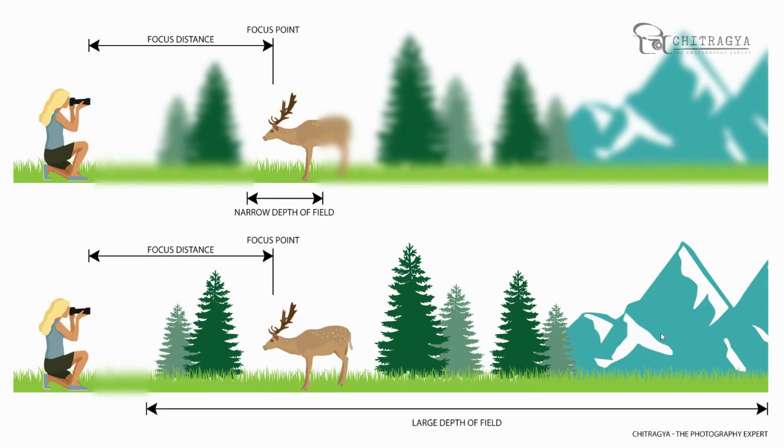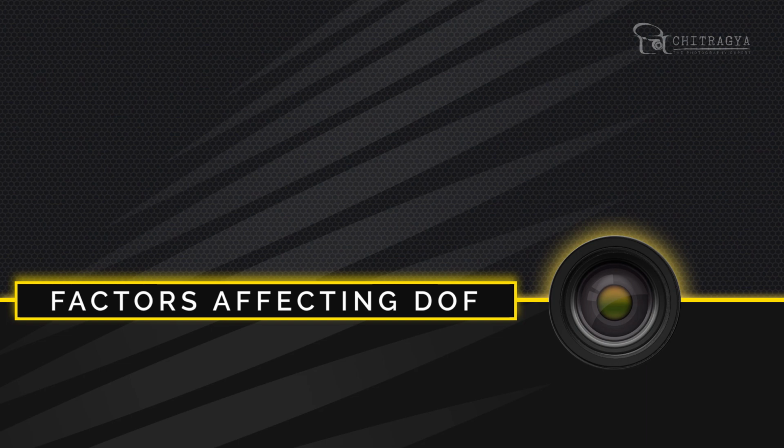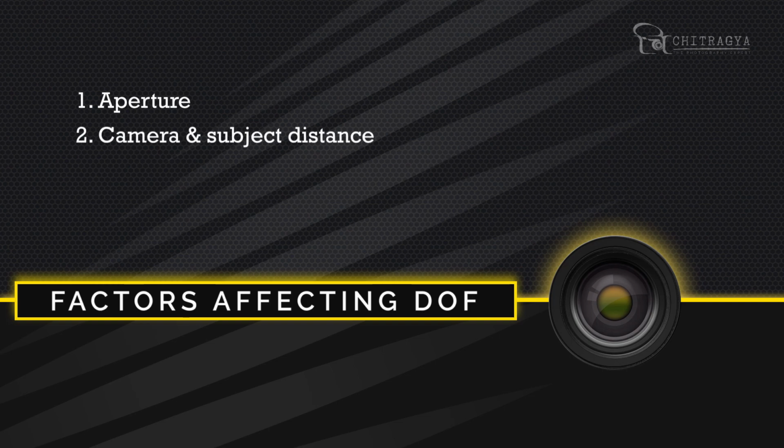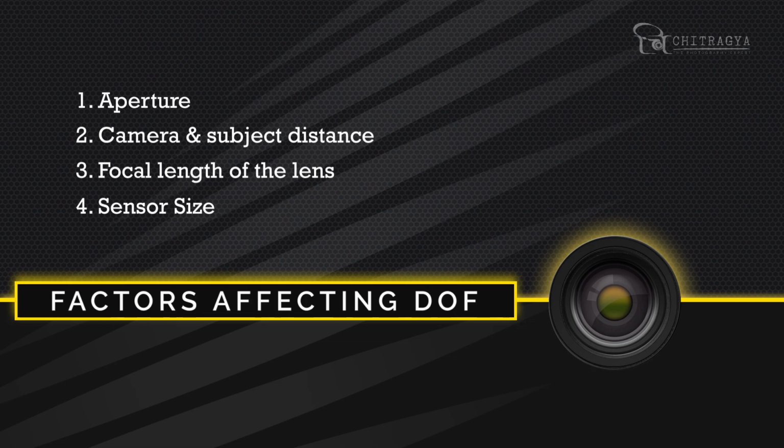We will not discuss the physics of how it happens, but we will certainly discuss how DOF can be controlled. I am sure there are a lot of photographers who know that adjusting the aperture controls the depth of field. But do you know there are several other factors that affect it? The various factors that affect depth of field are aperture, camera and subject distance, focal length of the lens, and sensor size. We'll discuss the factors one by one.